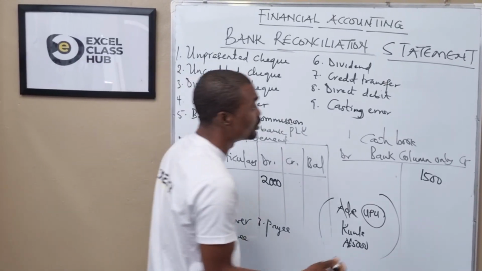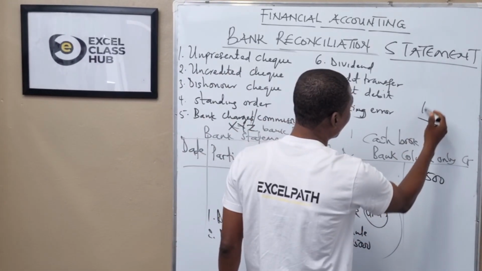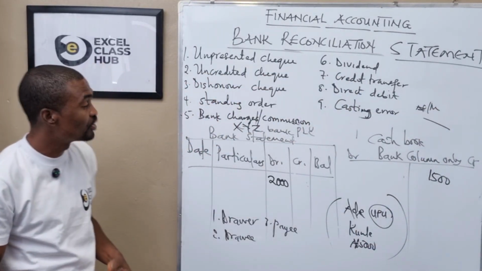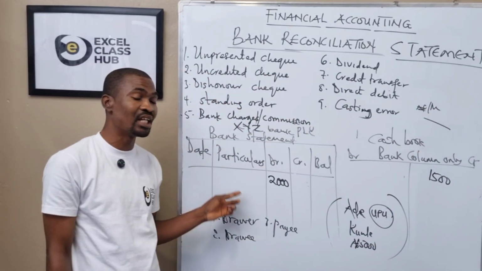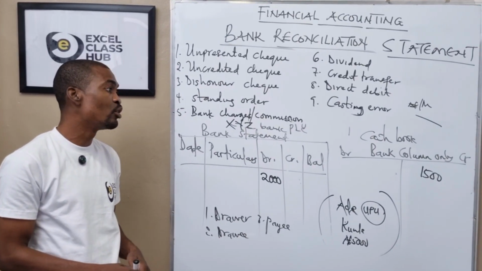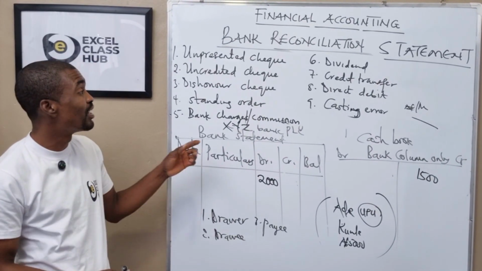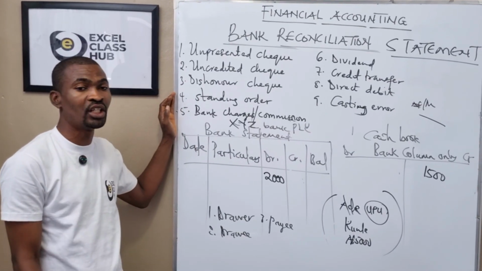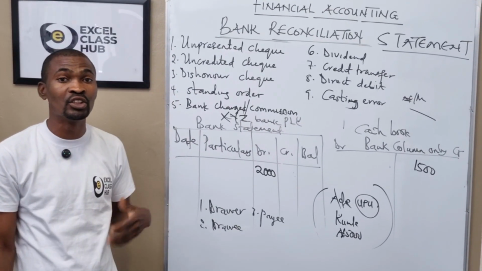It's possible that I go to the bank, I lodge a check of payment, let's say 1 million naira. I've actually paid the money, but the cashier is yet to credit the account of the beneficiary. So at that particular time, there's going to be a difference between the bank statement and cash book. Then number 3 reason is dishonored check.